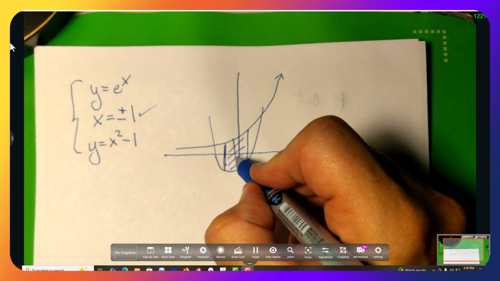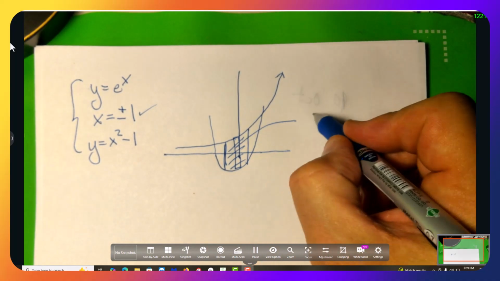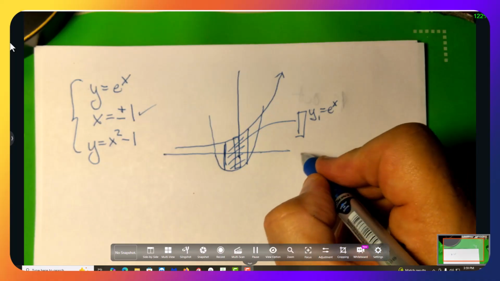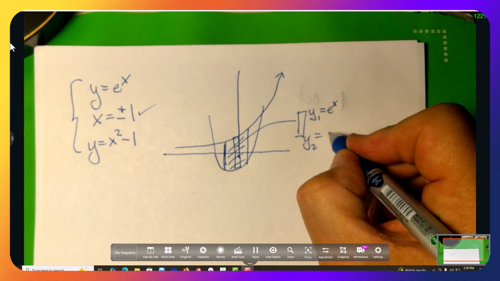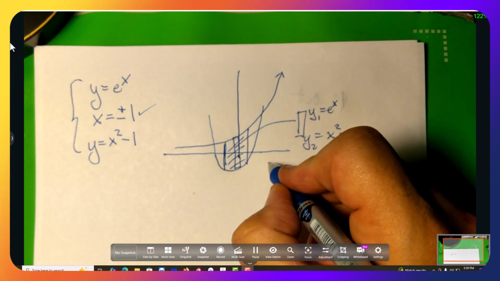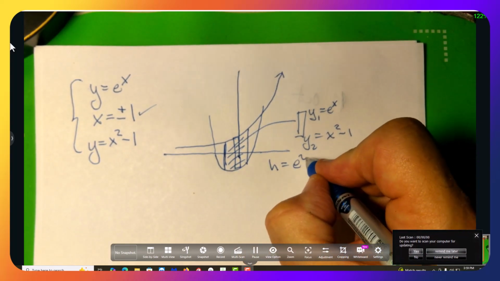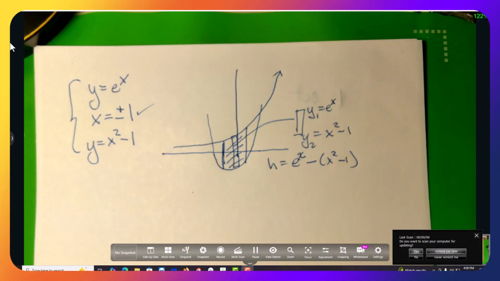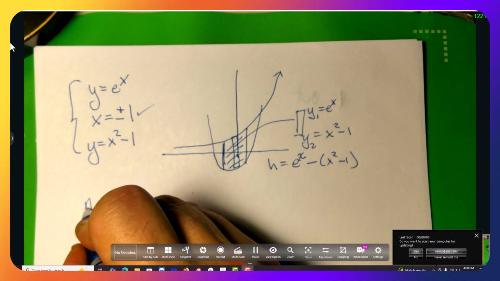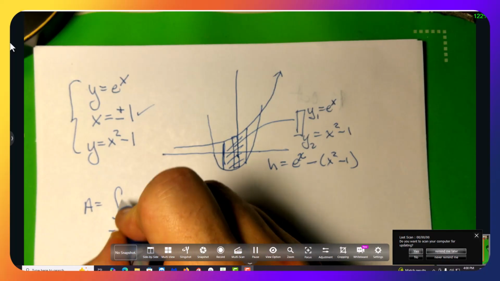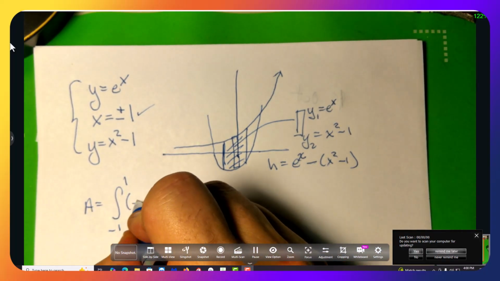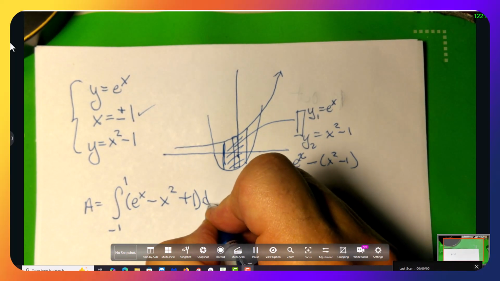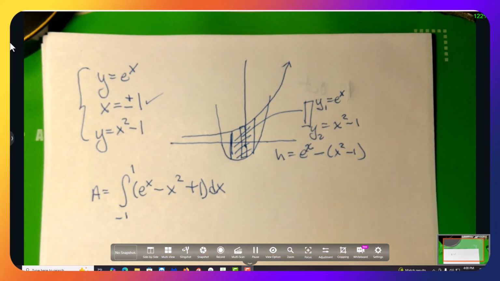If I take a rectangle, let me just draw a rectangle there, and I take it out. If you think about it, my top function is e to the x. My bottom function is the parabola x squared minus 1. So the height of this is my top function minus my bottom function. So my area integral is the integral from -1 to 1 of my top function minus, and I'm going to distribute the negative, and there's the first.